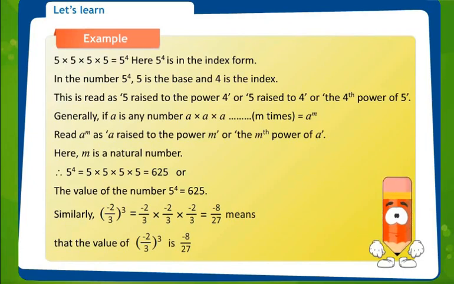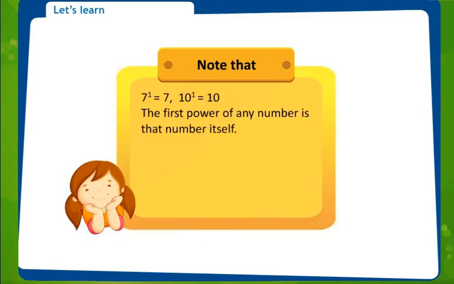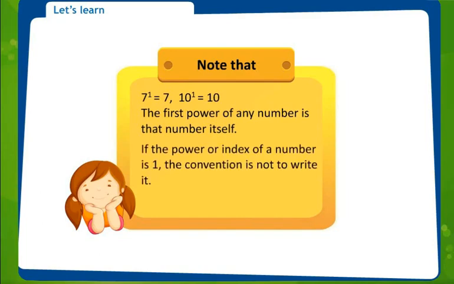So I hope you have understood base and index. Please make a note that 7 raised to 1 will always be equal to 7, and 10 raised to 1 will always be equal to 10. That is, the first power of any number is the number itself. If the power or index of a number is 1, the convention is not to write it as 5 raised to 1. We can write it as 5, or if it is a raised to 1, you can write it as a.